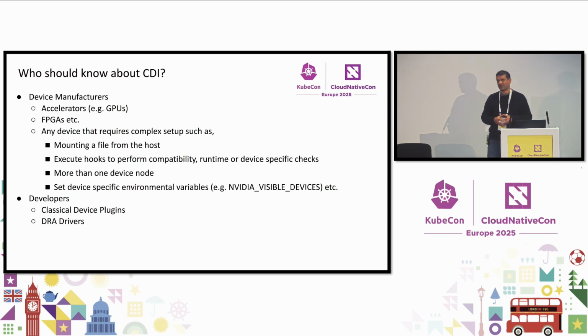You might want to have a specialized runtime, specialized environment variables. I gave the example here of what NVIDIA does. Essentially, they set NVIDIA_VISIBLE_DEVICES, and you can set the UUID of the GPU or the MIG slice, and you can access that device. So apart from the device manufacturers, people who are developers of, say, the classical device plugin and the upcoming DRA driver would also benefit from knowing what the CDI device is, because they are the consumers of this CDI spec file.